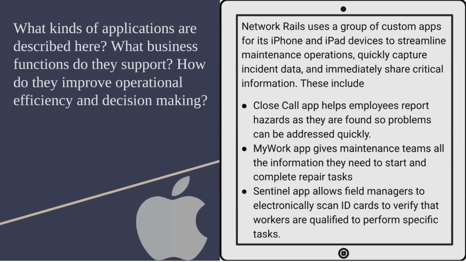What kinds of applications are described here? What business function do they support? How do they improve operational efficiency and decision making? Network Rail uses a group of custom applications for its iPhone and iPad devices to streamline maintenance operations, quickly capture incident data, and immediately share critical information. These include post-call apps. This one helps employees to report hazards as they find it, so the problems can be addressed quickly. The My Work app gives maintenance team all the information they need to start and complete repairs. Sentinel app allows field managers to electronically scan ID cards to verify that workers are qualified to perform the task at hand.